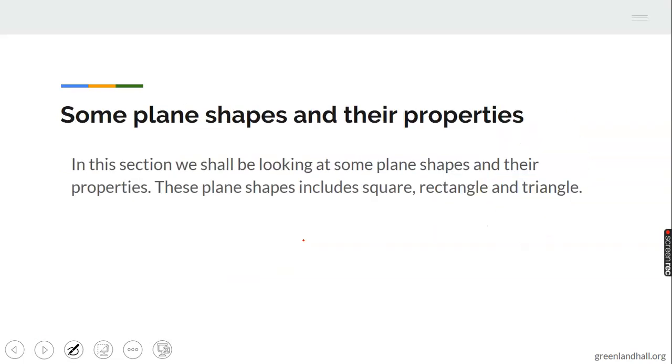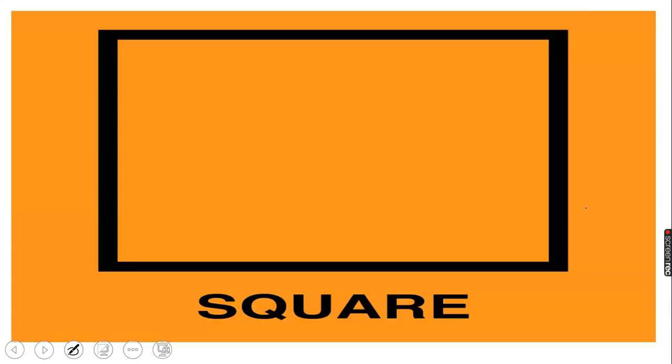Okay? Now let's go. Let's start with some plane shapes and their properties. In this case, we'll be looking only at a square, a rectangle, and a triangle. That's what we'll be looking at in this section. Okay, let's start with a square. We will look at the properties of a square.